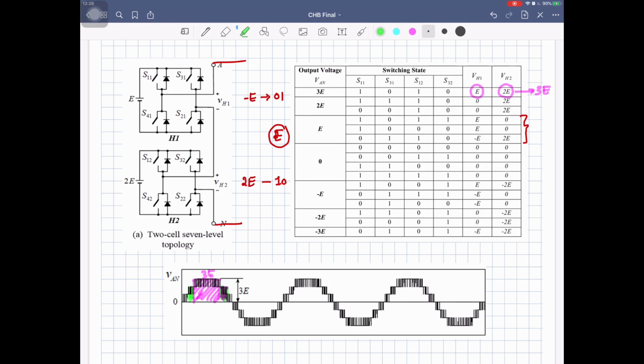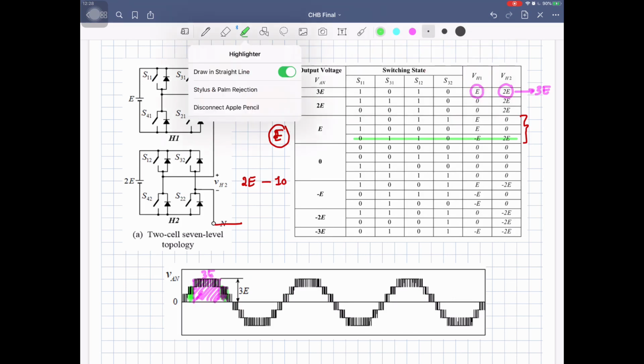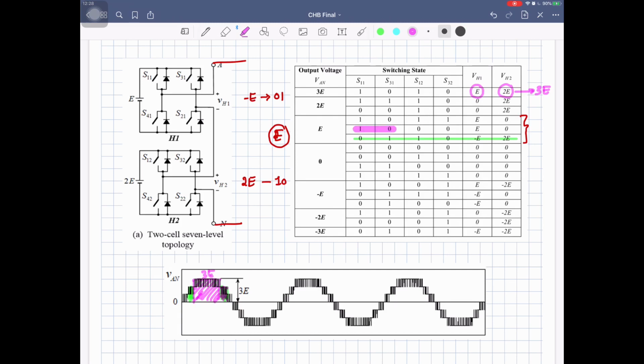So E volt can be obtained in a number of ways. So one way is this one, use minus E and plus 2E, or the other way around is that use 10 in the upper inverter and keep the lower inverter off by switching code 11. So there are a number of combinations, there are a number of switching states, you can think about that one and you can generate those levels.